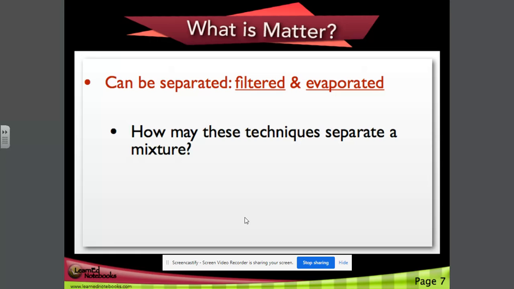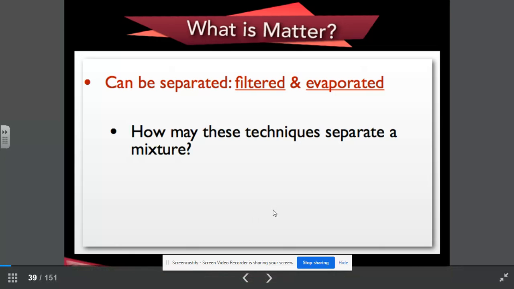How may these techniques separate a mixture? Well, think about it for a minute. If we have salt water, that's a mixture. We know that we can evaporate the water and the salt is left behind. Very small filters may even be able to filter out the salt particles.